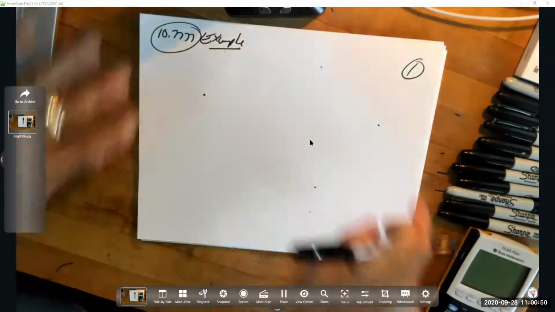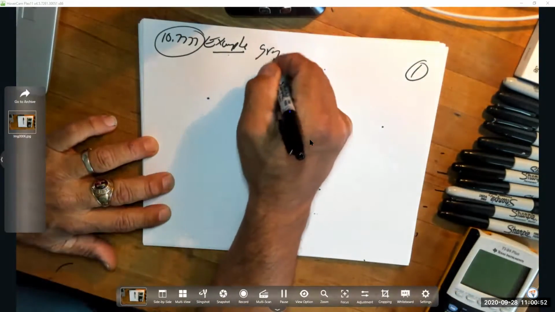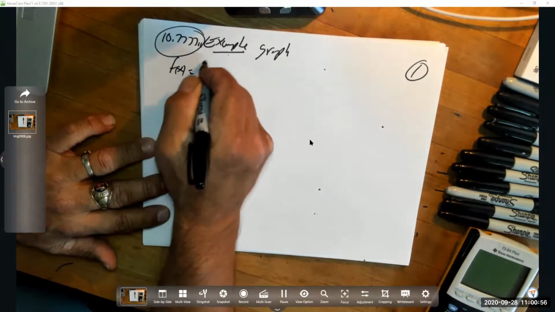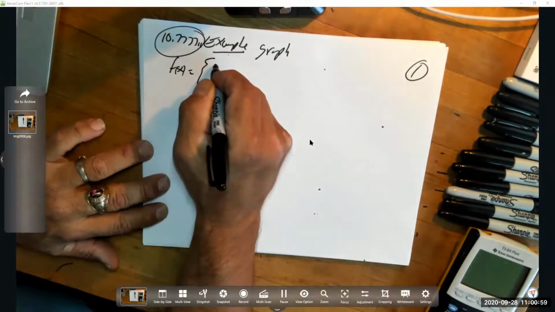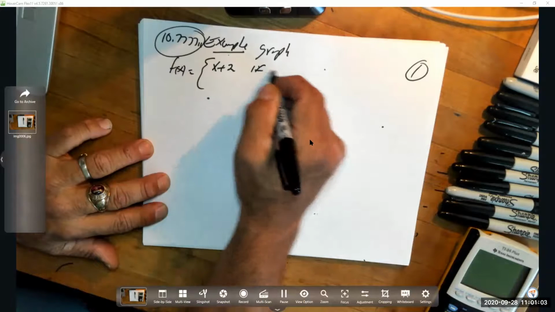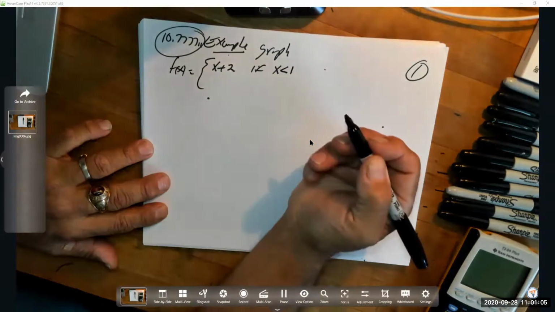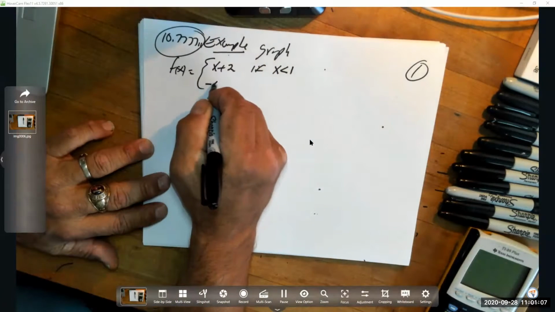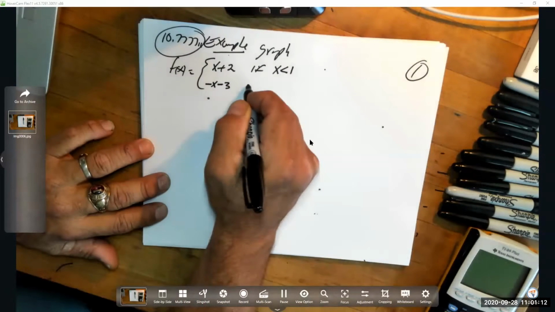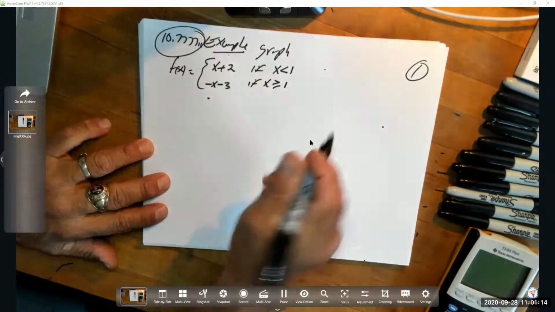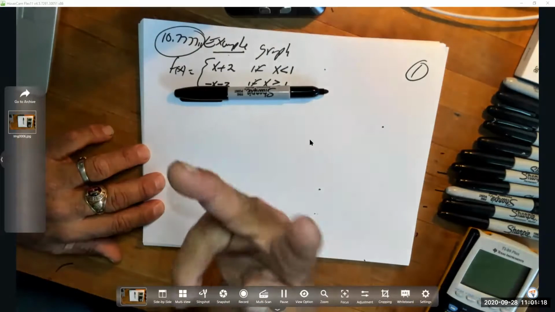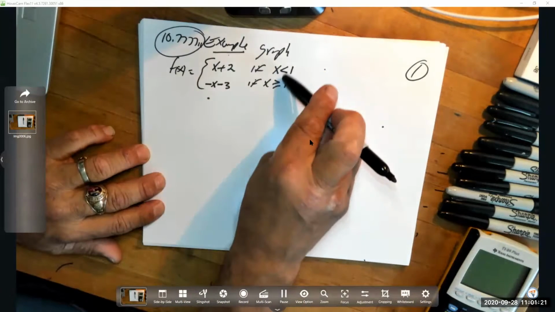I'm gonna say graph, and it's gonna say f of x is 2x. The first piece is x plus 2 if x is less than 1. The second piece is negative x minus 3 if x is bigger than or equal to 1. So far we only did one graph at a time. Now this one has 2 graphs, and there are restrictions on them, but I'll show you how to do that.